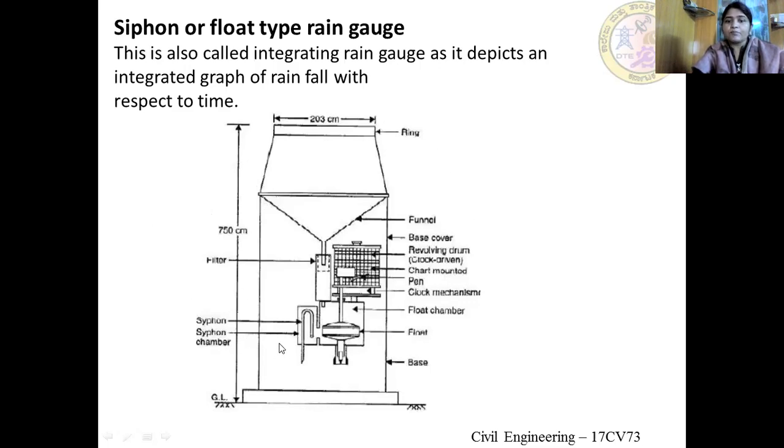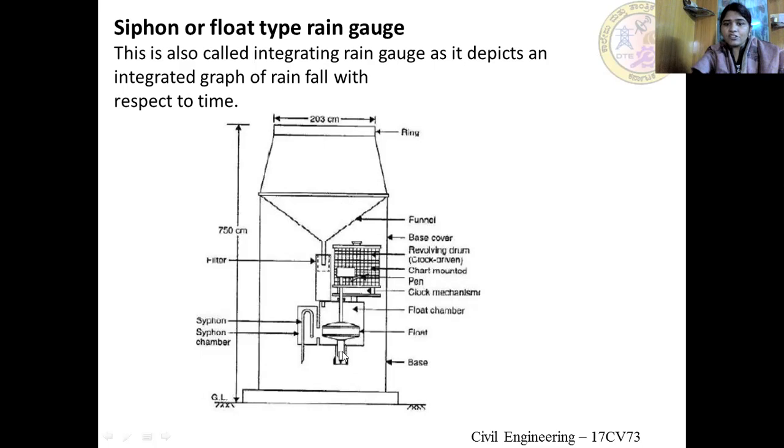So this is a siphon type or a float type of rain gauge, or recording rain gauge. It's also called an integrated rain gauge, as it depicts an integrated graph of rainfall with respect to time. So you all can see the arrangement here. This is the funnel. The rainwater gets collected in this funnel. The funnel discharges into this collecting chamber.